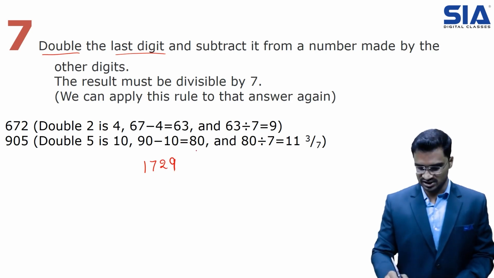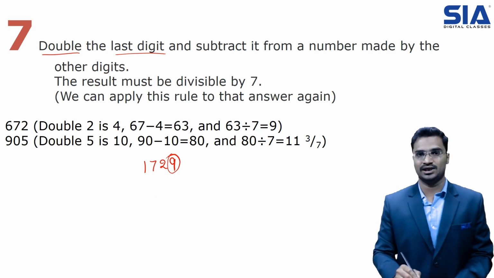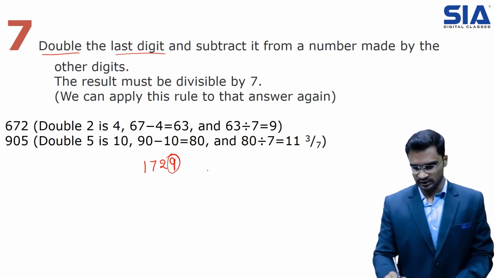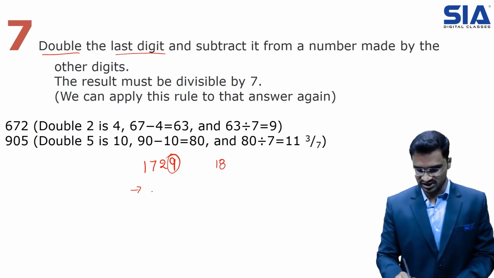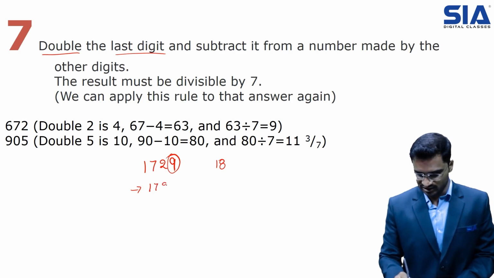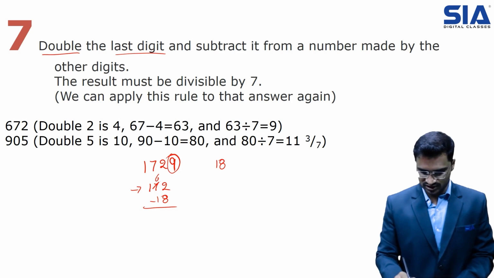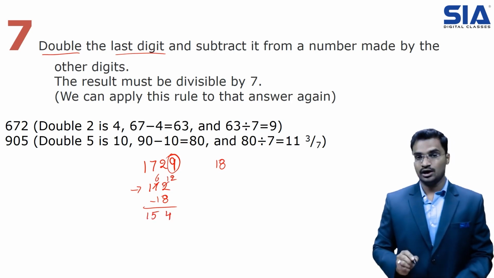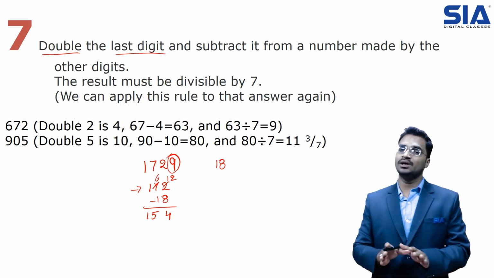What I have to do is take the last digit of that particular number and double it. So 9 2s are 18. Then I have to subtract this 18 from the remaining numbers, which are 172. 172 minus 18. So 6, 12. So 4 and 154.